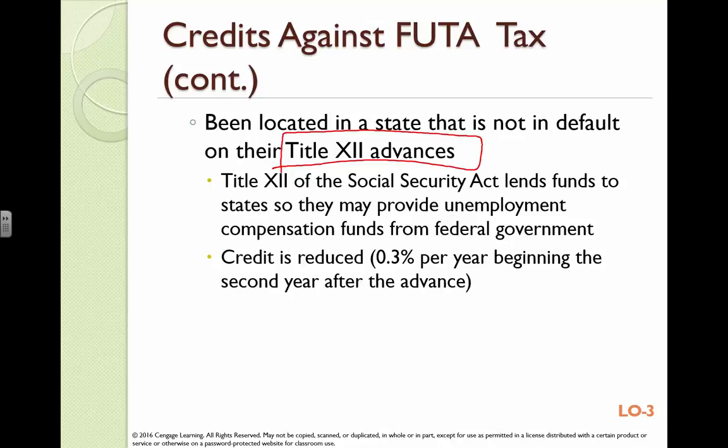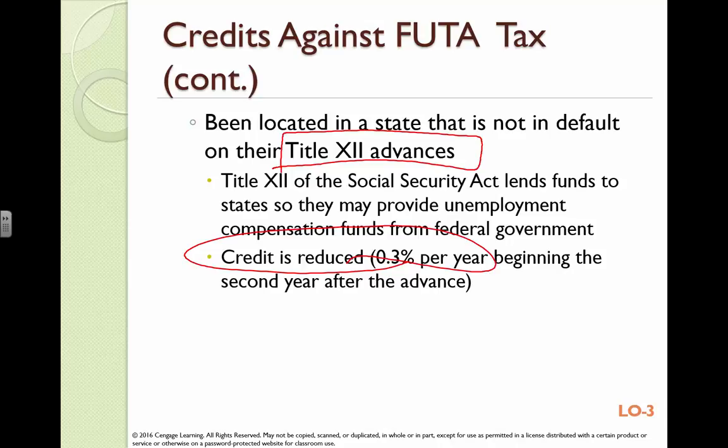So let me explain what a Title 12 advance is, and then I'll tell you, if you're in a state that is in default of its Title 12 advances, your SUTA credit is going to go down 0.3% a year. What a Title 12 advance is: if you're in a state that's gone broke with its unemployment, like Arizona, I think was the first, they can't, by law, say to their people, sorry, we're out of money, no unemployment benefits. By law, they have to take a loan from the federal government. And that's called a Title 12 advance.